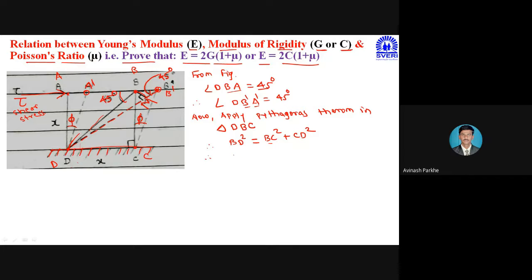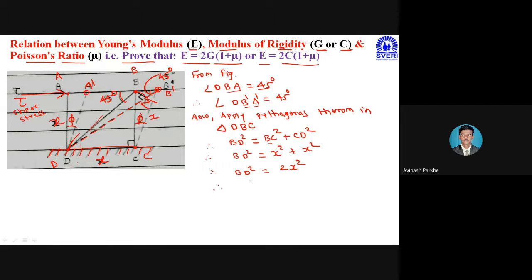If I have to calculate BD square, the value of BC is already given at the right side. Here you can see AD is equal to BC, which is equal to X, and AB is equal to CD. Already it is given. That means BC is X square plus CD is X square, so you will get BD square is equal to 2X square.